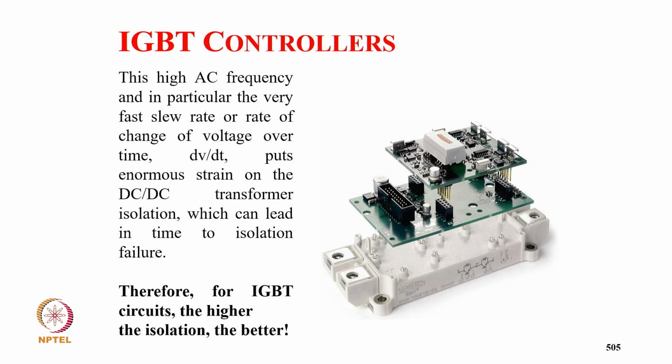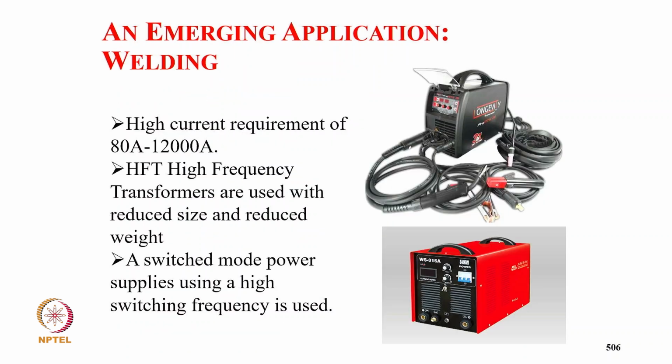And the IGBT controller, this high frequency AC, and in particular the very fast slew rate, the rate of change of the voltage over time, dV by dt, puts erroneous strain on the DC-DC transformer isolation, which can lead in time to isolation failure. Therefore, for IGBT circuit, the higher the insulation is the better. And another emerging application is like welding.